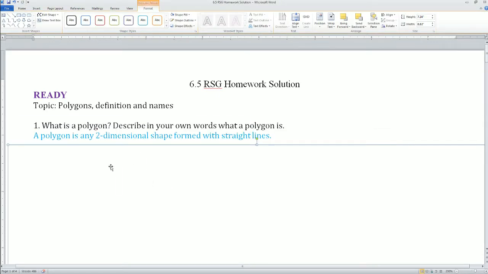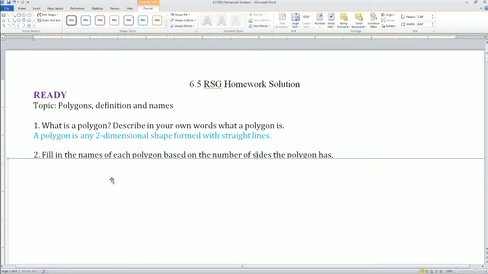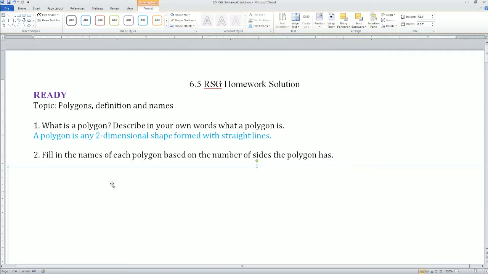First one. What is a polynomial? Describe it in your own words. Polynomial, it's a two-dimensional object, okay, which is on a plane, that's formed with straight lines. Okay, there's regular polynomials and irregular polynomials based on the symmetry.